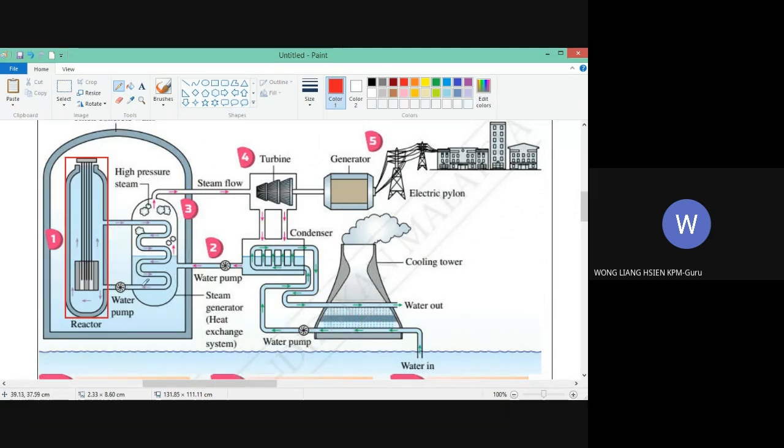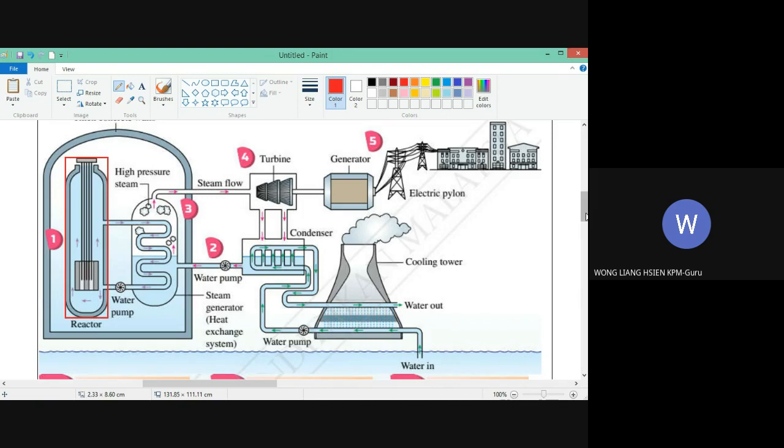So this water pump pumps the water into the nuclear reactor. The water will be heated up and becomes very hot. Of course, this water is not normal water. It's heavy water if I'm not mistaken. This water has a much higher specific heat capacity than normal water, and under very high pressure, the water temperature can reach very high without boiling. That means the boiling point can be very high.